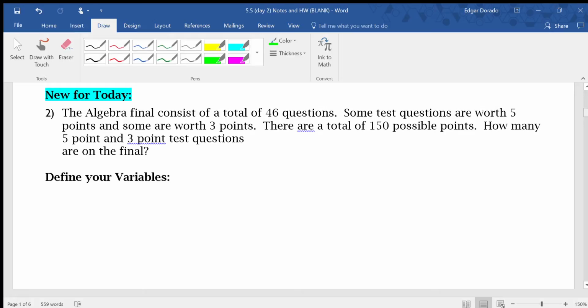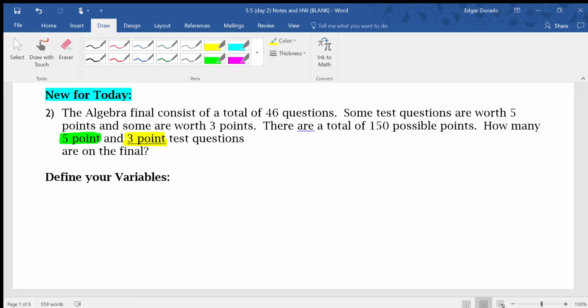So it says the algebra final consists of a total of 46 questions. Some test questions are worth 5 points, and some test questions are worth 3 points. There are a total of 150 possible points. Okay, so now it's asking how many 5-point questions are there? And how many 3-point questions are on the test?